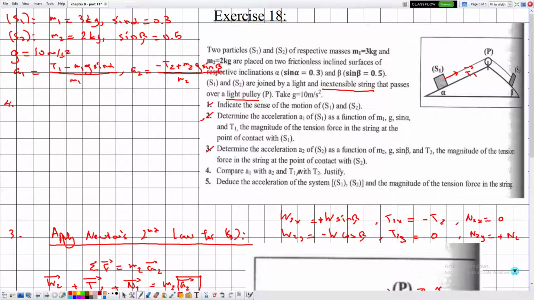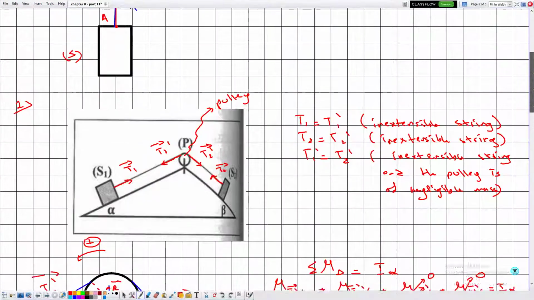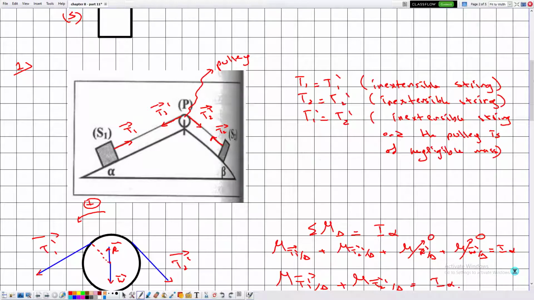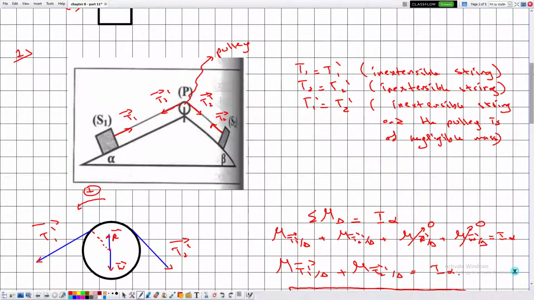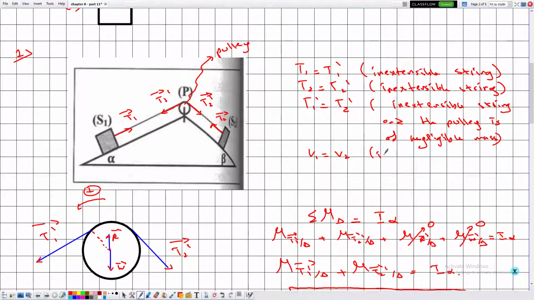Now in part 4 they are telling me to compare the acceleration a1 with a2, and sorry, here I should also mention the following note, I forgot. Let me also say that if we refer back to the previous notes, we need to say that v1 is equal to v2. So the speed of this block is equal to the speed of this block, and the reason is given by an inextensible string.